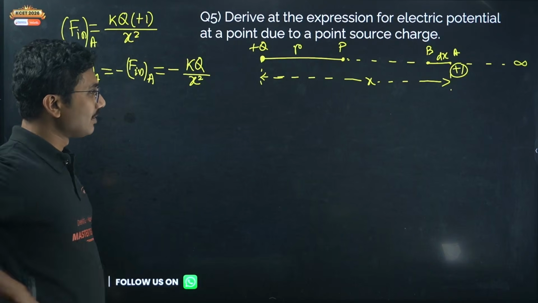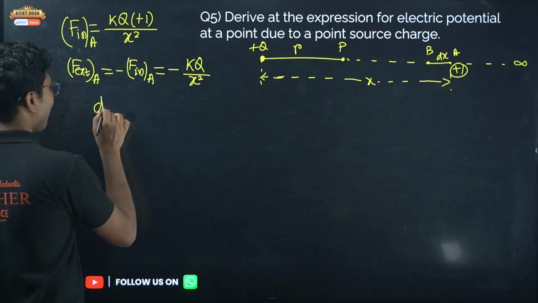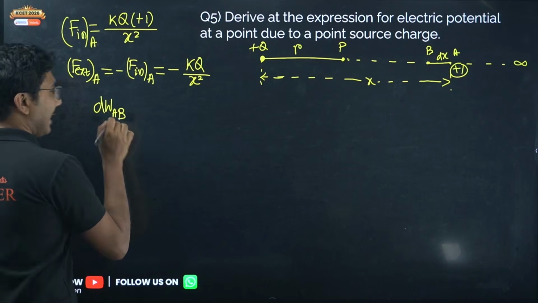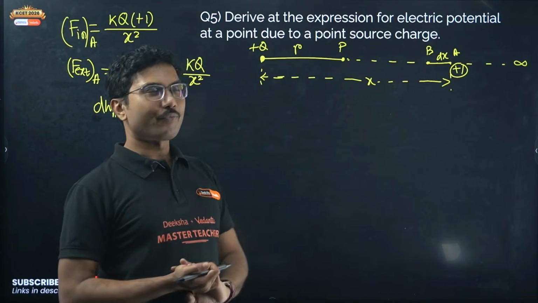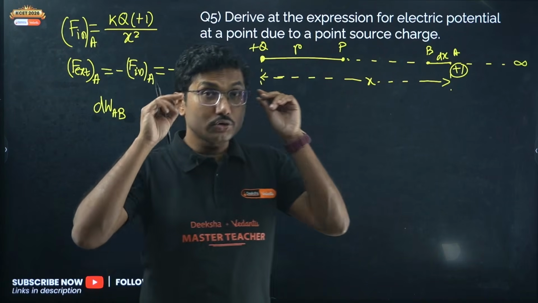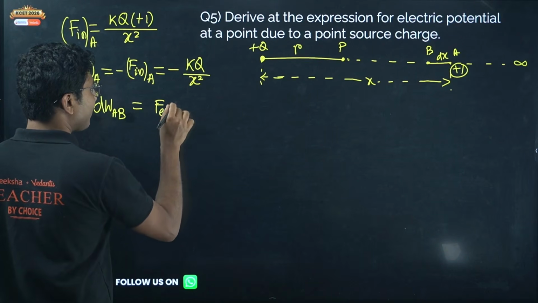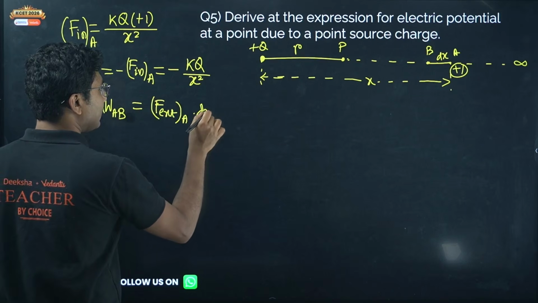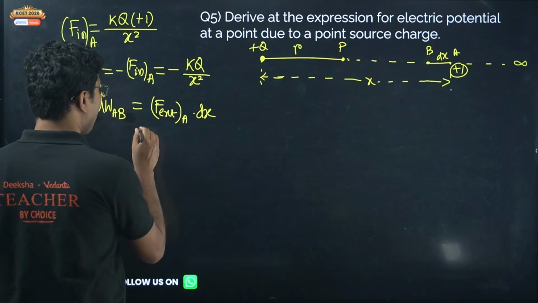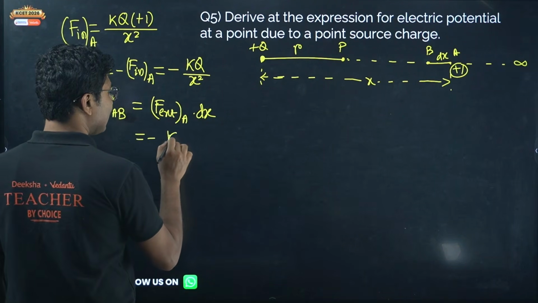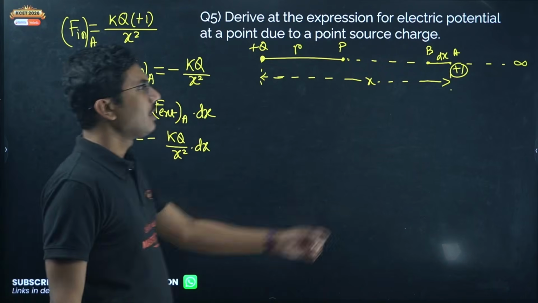Okay, now let us do one thing. You have to calculate the work done. What is work done? Work done to bring the test charge from point A to B. A and B are very close to each other, dx is almost 0. So we can say that from A to B the force is almost constant, and work done is basically the external force that you are applying times the displacement, that is dx. So minus kQ by x square into dx. This is the work done to bring the charge from A to B.